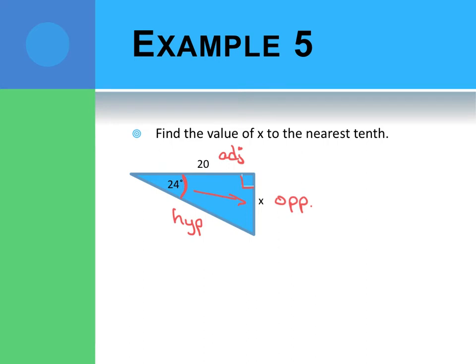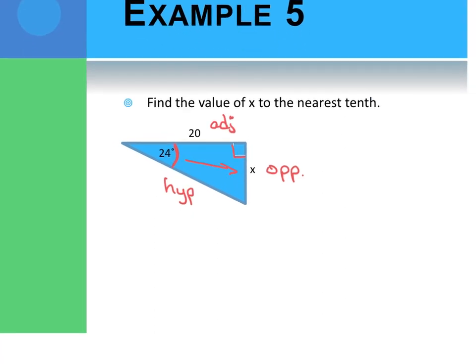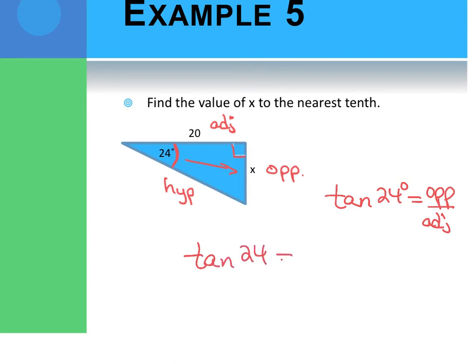Now, in order to find X, we're going to set up an algebraic equation. So what I'm going to do is put it into the trig ratio. So really what we're filling in is the tangent of 24 degrees, I'll just put it in here as 24, equals the side opposite over adjacent. So let's fill it in. Tangent of 24 is equal to opposite over adjacent. Now remember, tangent of 24 is just a number that you're going to get from your calculator. So we need to solve for X. So we need to isolate X.